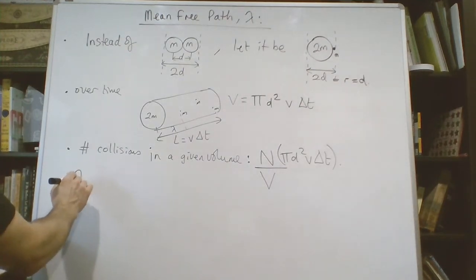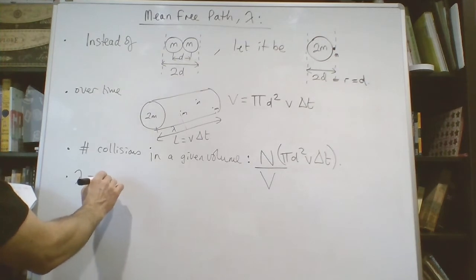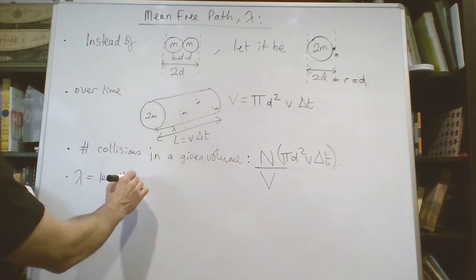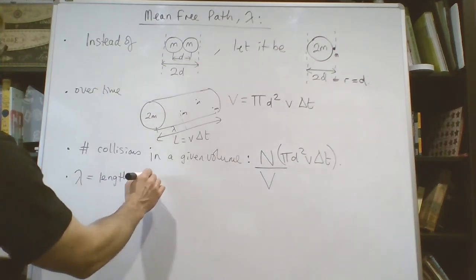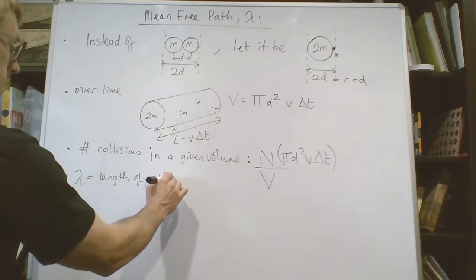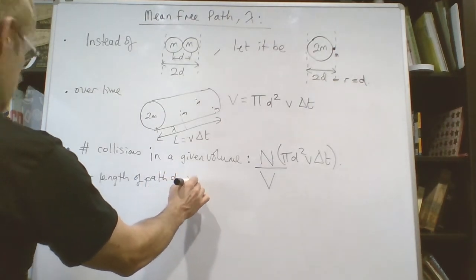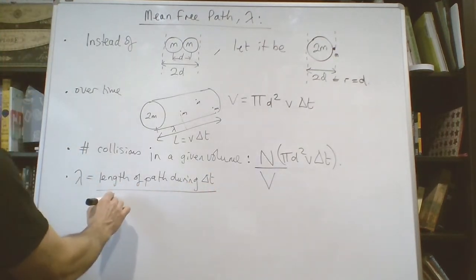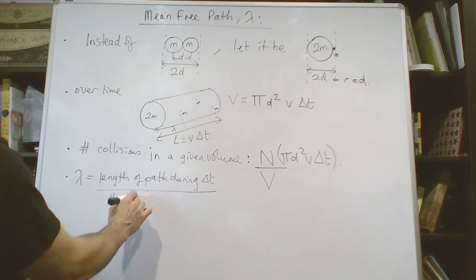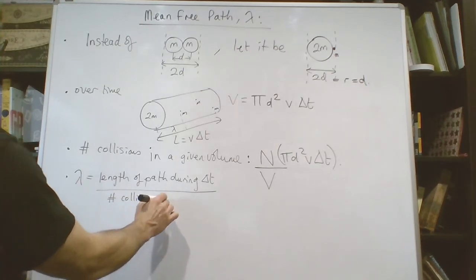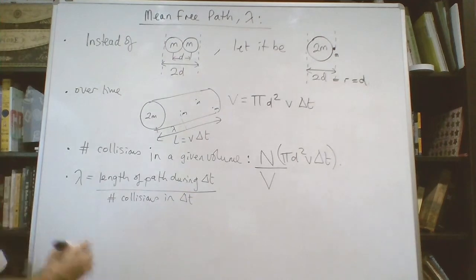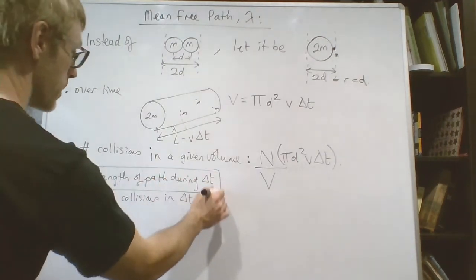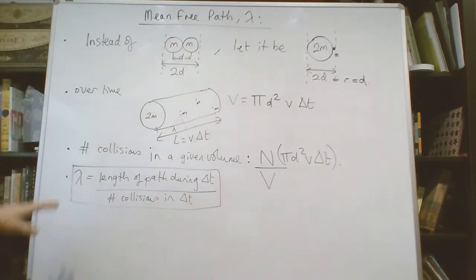So the mean free path is just the length of path traveled during time delta t divided by the number of collisions during the interval delta t. So that's our mean free path. It's the length of the path traveled during the time divided by the number of collisions.